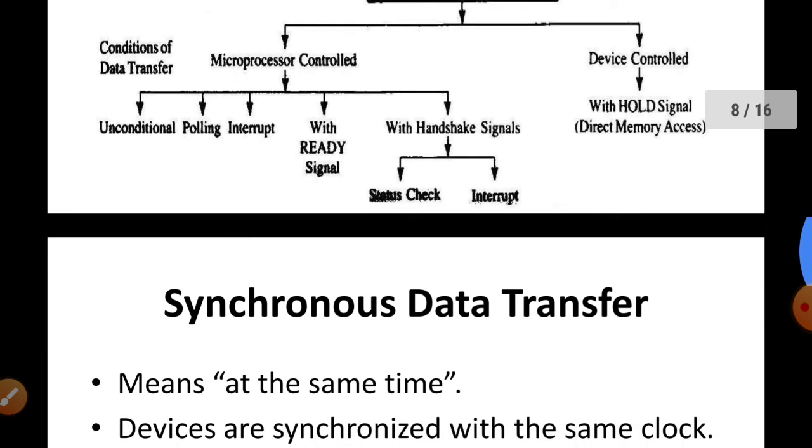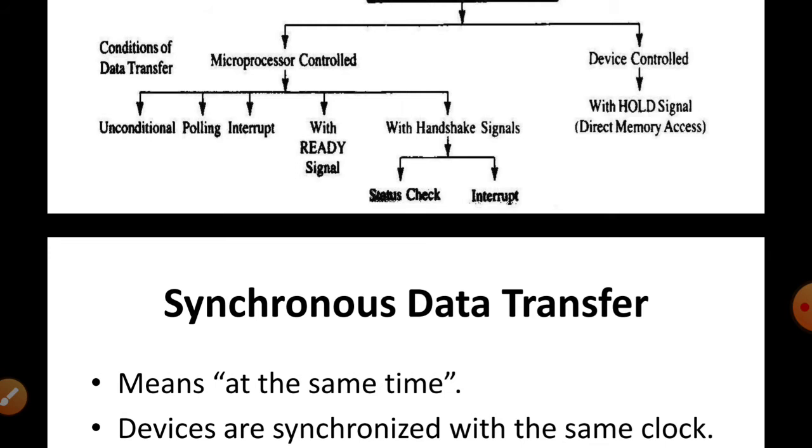So, that means it is under the control of the microprocessor. All those schemes which transfer the data between the processor and the peripheral, which are under the control of the microprocessor, come under the category of microprocessor control.